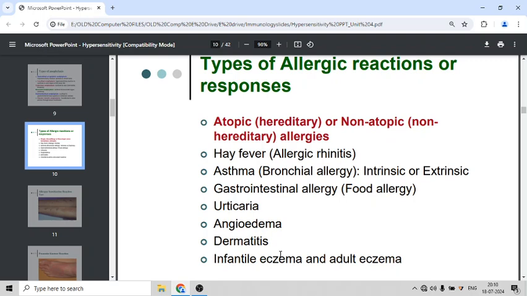Allergies are classified as follows. One of them is hay fever.